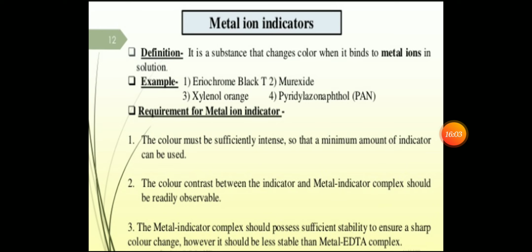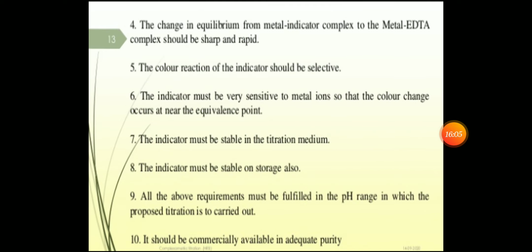and however it should be less stable than the metal EDTA complex. Then next, the change in equilibrium from the metal indicator complex to the metal EDTA complex should be sharp and rapid. ये sharp होना चाहिए, जो भी change है sharp रहना चाहिए और जल्दी आना चाहिए, that is rapid. Color reactions of the indicator should be selective. Then the indicator must be very sensitive to the metal ions so that the color change occurs near the equivalence point. नियर इक्विवेलेंस पॉइंट ही अपना कलर चेंज होना चाहिए, नहीं तो बाद में और लेट नहीं होना चाहिए और पहले भी नहीं आना चाहिए. So the color at the equivalence point is a very important requirement.